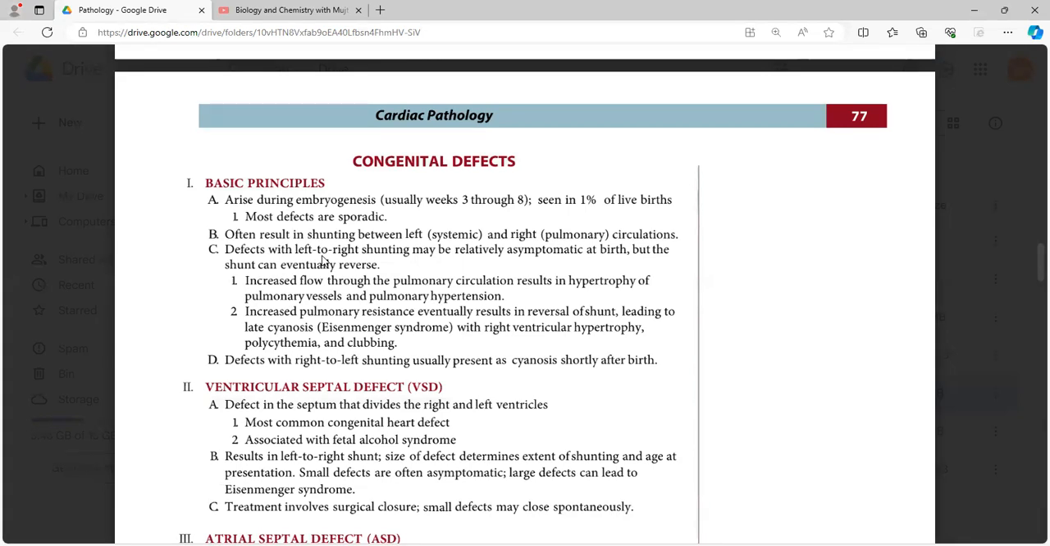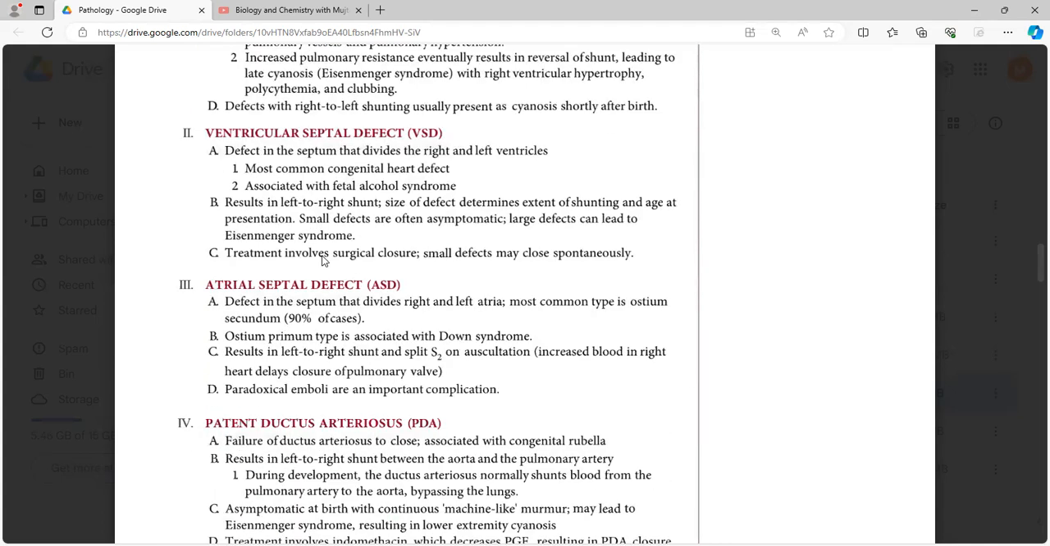Other causes of clubbing include COPD and heart disease. Now, firstly we'll talk about the VSD. Ventricular septal defect is the most common type of congenital defect, and it is due to fetal alcohol syndrome. As we know, during pregnancy, any drug or alcohol which a mother takes in, or radiation exposure, can be transmitted to the child, and the child can manifest the disease.